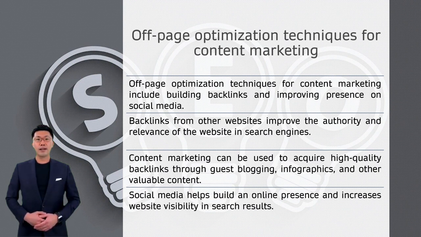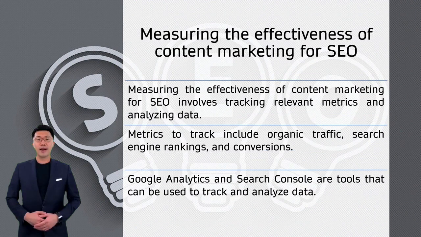Social media is another important factor in SEO, as it can help build an online presence and improve the website's visibility in search results. Measuring the effectiveness of content marketing for SEO involves tracking relevant metrics and analyzing data to identify areas for improvement. Some metrics to consider include organic traffic, search engine rankings, and conversions. Tools such as Google Analytics and Search Console can be used to track and analyze this data.